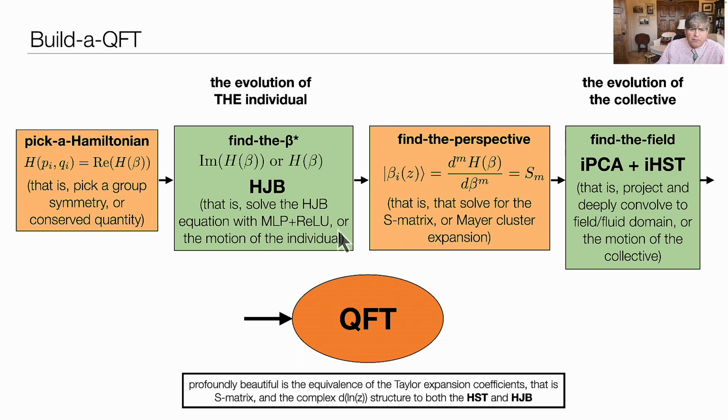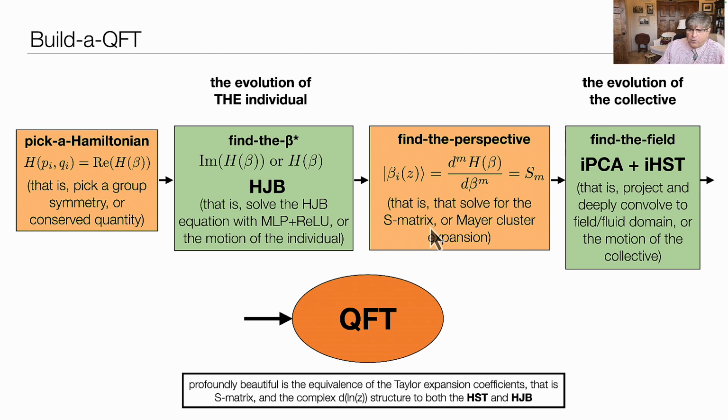And so what we're now finding is the motion of the individual, right? Well, now we need to find the perspective, or how to project this up onto the motion of the collective, right? And so we need to solve for the derivatives of this complex Hamiltonian, which will tell us what the Mayer cluster expansion is, how the system will be correlated on the level of the collective, right?